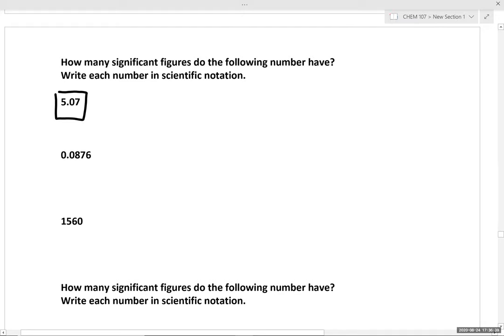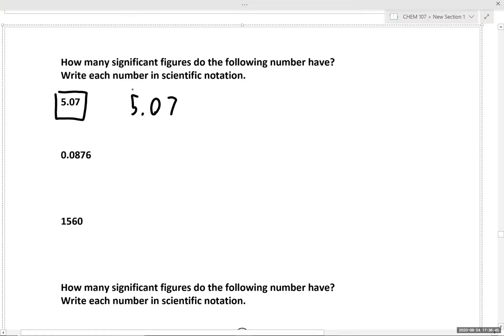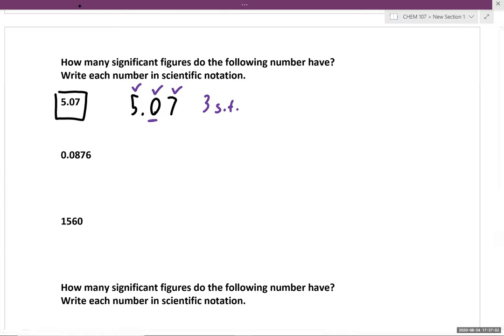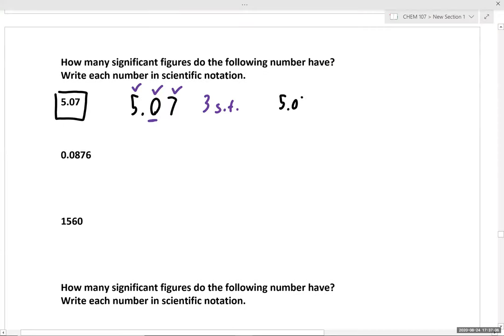So looking at 5.07, the 5 and 7 are automatically significant figures. And this 0 is after a non-zero number and after a decimal point, and it's between non-zero digits. So this 0 is significant. So this number has 3 significant figures. And in scientific notation, we just write this number as 5.07. There's no need for any modification.